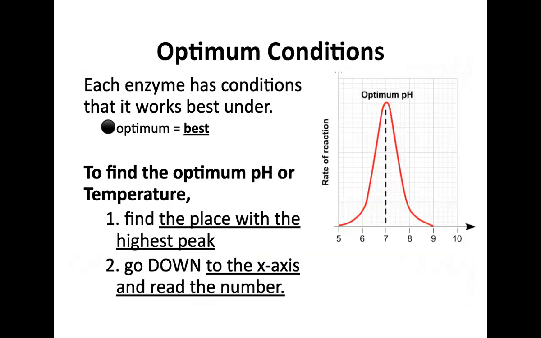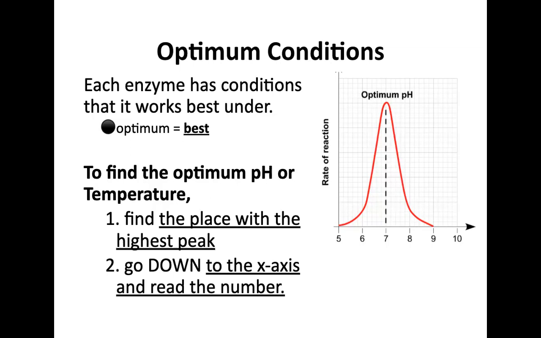So each enzyme has conditions that it works best under. The word we use for this is optimum. So optimum means best. Okay? So in order to find the optimum pH or temperature, we have to do 2 things. We have to find the place with the highest peak. Then we go down and read whatever is on the x-axis. Whatever's on the x-axis, that's the number. Sometimes it might not be an exact number, so we just need to guesstimate, okay? So, to the top, drop it, and read the x-axis.